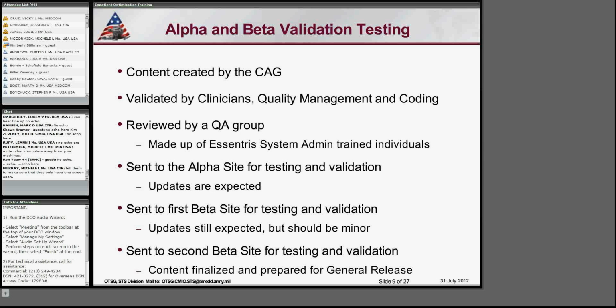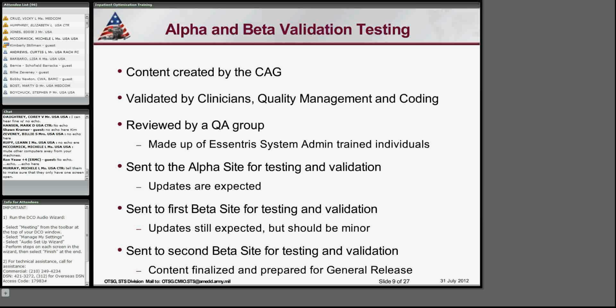So you see there, basically everything goes to an initial alpha site, and then it goes to a beta site, and then the last beta site. So the expectations, if you're an alpha or a beta site, are that you would expect updates to occur within the documentation. For the alpha site, the updates could be large, they could be small. We're not really sure till we take it there. Hopefully they're not too large, but you should definitely see some updates.